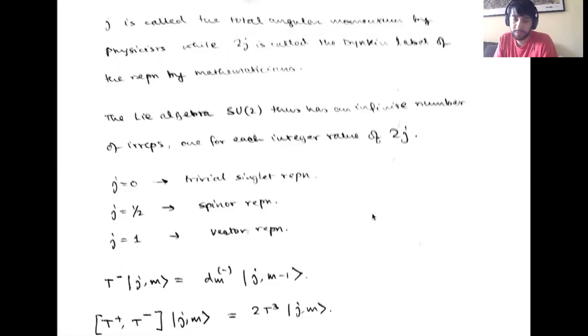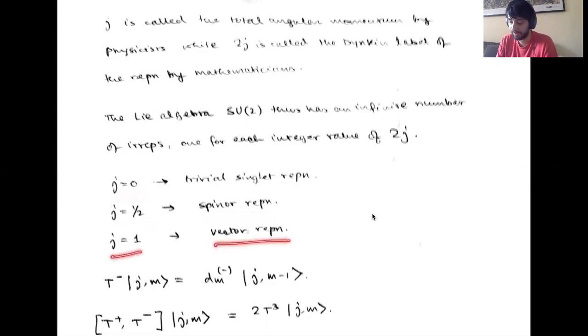so now what we see is that the algebra of SU2 has an infinite number of irreducible representations, one for each integral value of 2J. So J equal to 0 is going to give you the trivial singlet representation. J equal to half is going to be something that we call the spinorial representation.